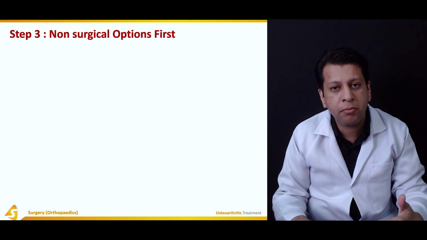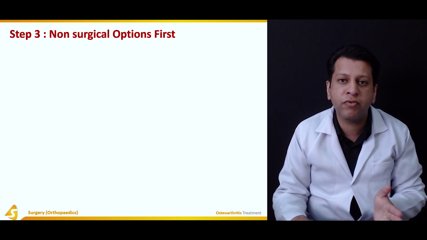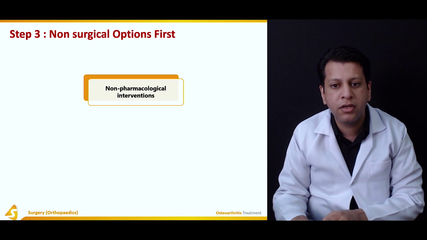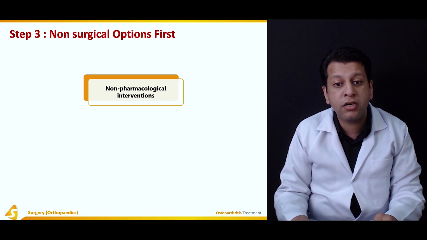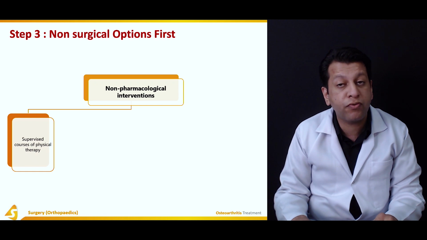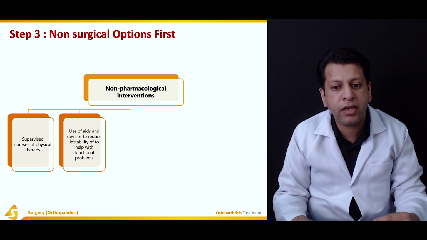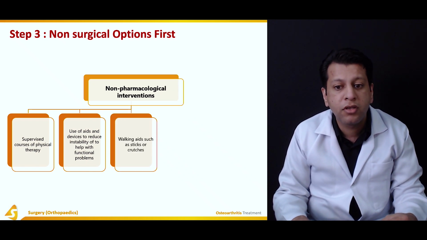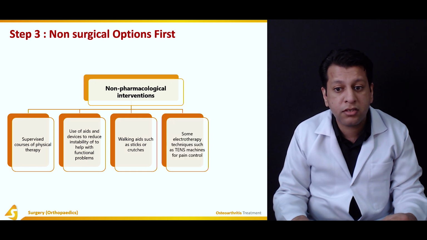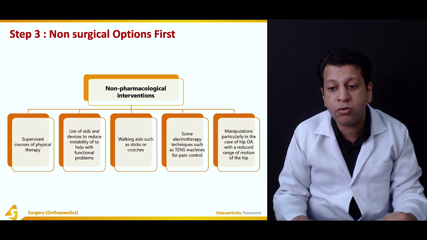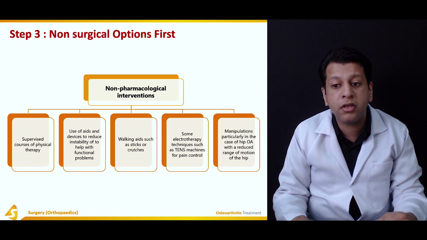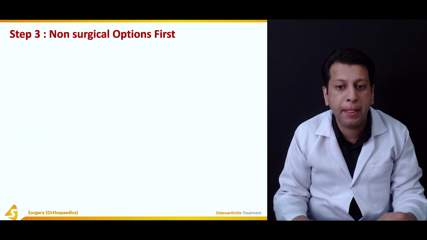The third step is non-surgical options, which include pharmacological and non-pharmacological. The non-pharmacological interventions include supervised courses of physical therapy, aids and devices that reduce instability and help with functional problems, walking aids such as sticks and crutches, electrotherapy techniques such as TENS machines for pain control, and manipulation, particularly in hip osteoarthritis with reduced range of motion at the hip.